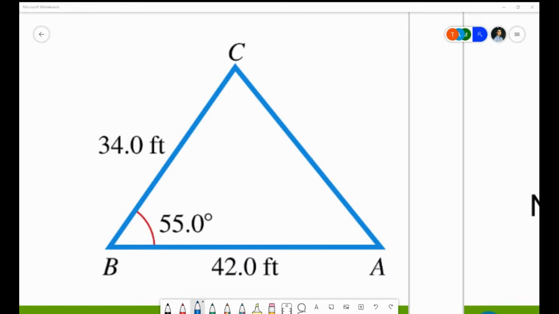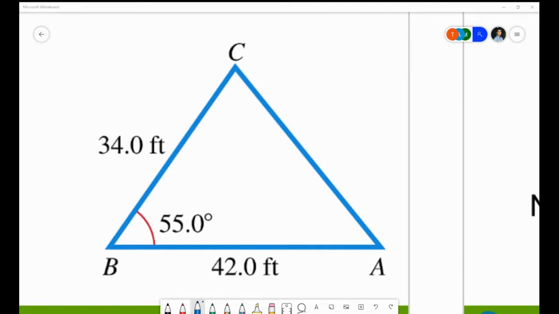I used A times C sine B over 2. Yeah, that's it. Okay, let me type it.